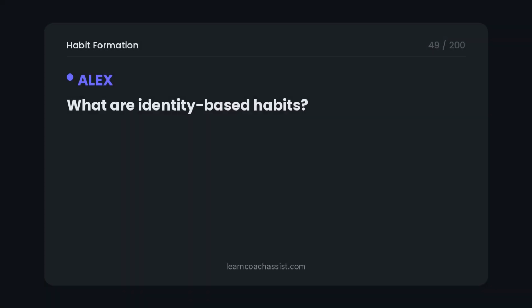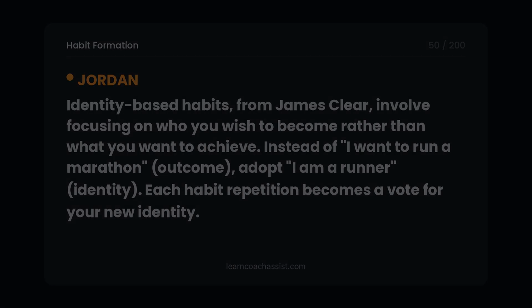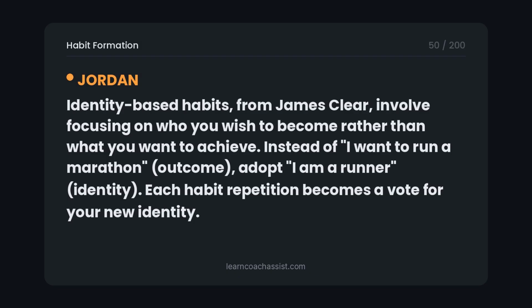What are identity-based habits? Identity-based habits, from James Clear, involve focusing on who you wish to become rather than what you want to achieve. Instead of "I want to run a marathon" (outcome), adopt "I am a runner" (identity). Each habit repetition becomes a vote for your new identity.